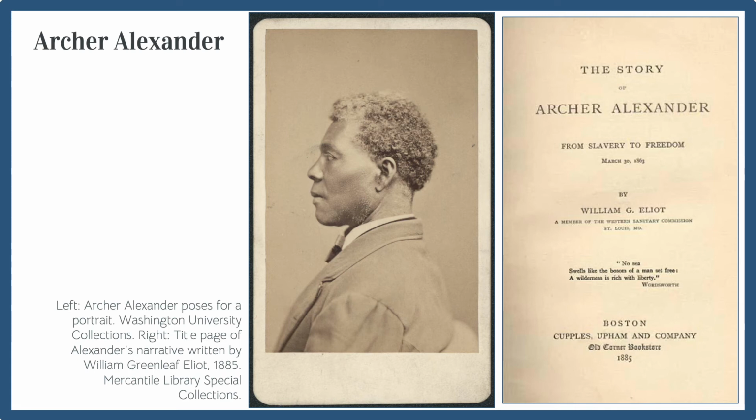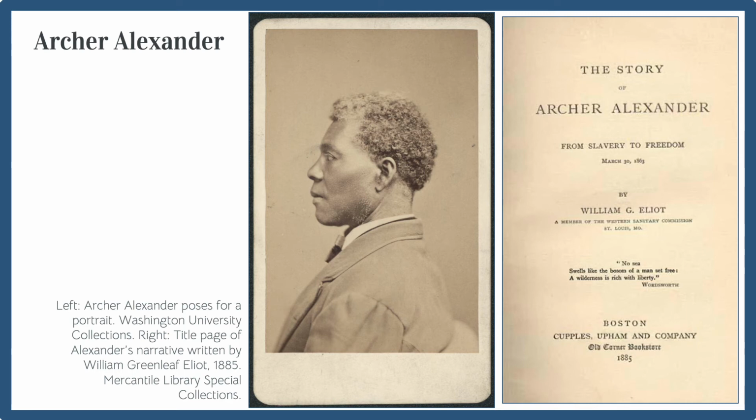Archer Alexander was born into slavery on a Virginia plantation around the year 1810 to parents named Alec and Chloe. When Archer was a teenager, his enslavers sold his father in order to settle a debt. 2 years later, when the plantation owner died, Archer Alexander was willed to his eldest son.